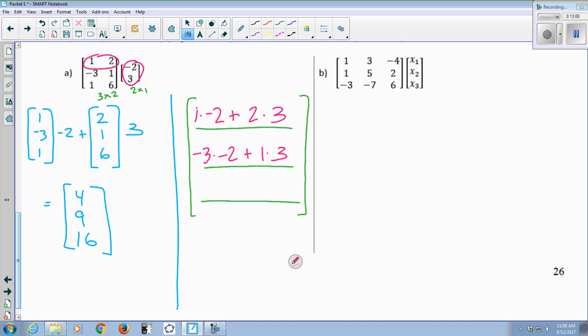And then finally do it for the last row. 1 times negative 2 plus 6 times 3. And then simplify. So this says negative 2 plus 6 is 4. This says 6 plus 3 is 9. And negative 2 plus 18 is 16. So you're doing the same calculations in both cases. It's just slightly different ways of writing it down.